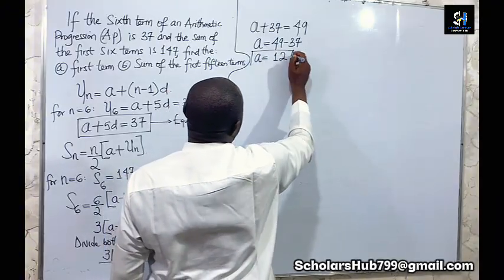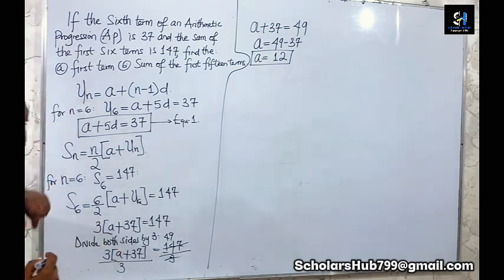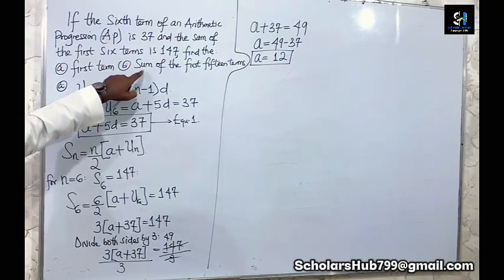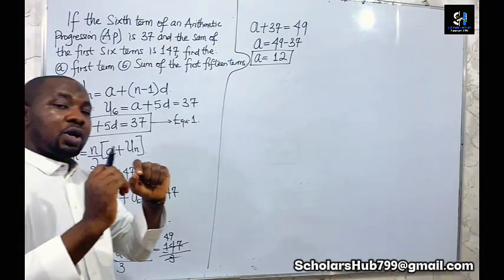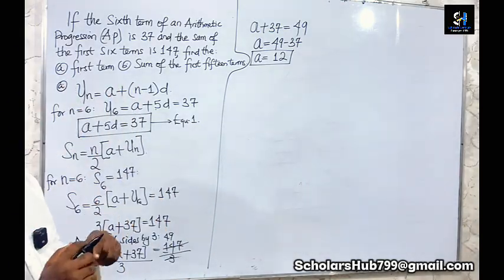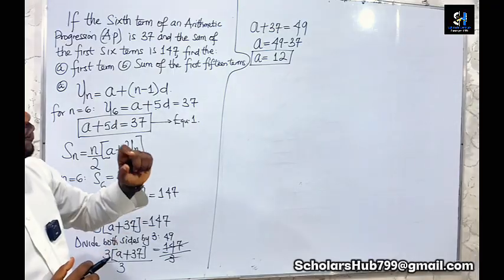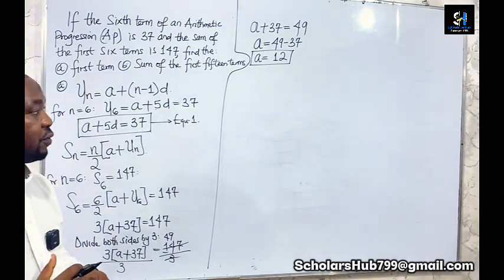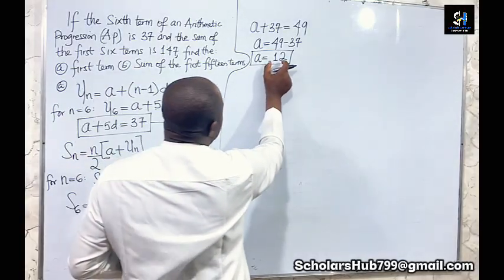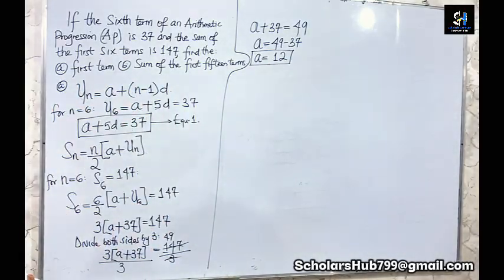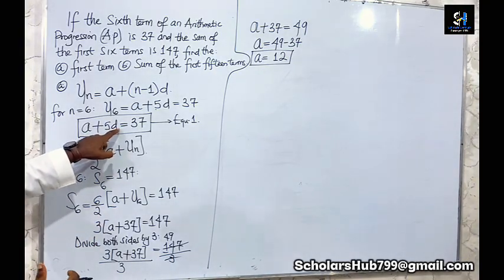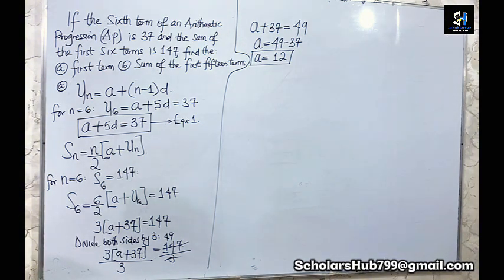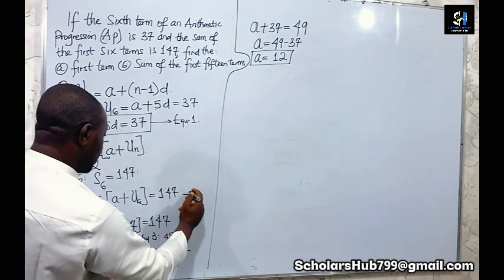So the first term is 12, which is the answer to the first part of the question. All right, the second question is for us to find the sum of the first 15 terms. To calculate the sum of the first 15 terms, the first thing we need to do is find the value of the common difference. So I'm going to use the value of a to solve for the value of d, that's the common difference, using the first equation.